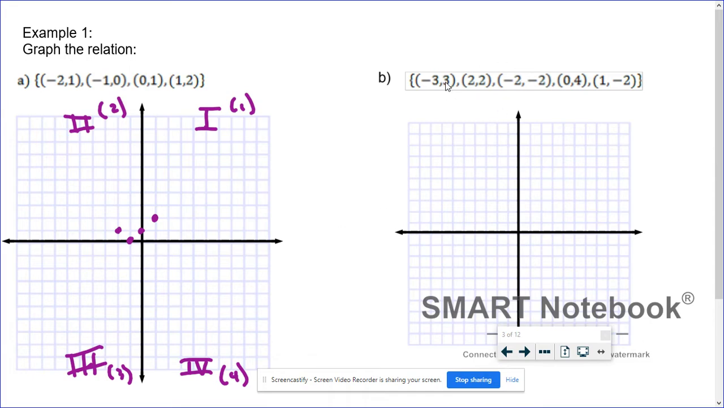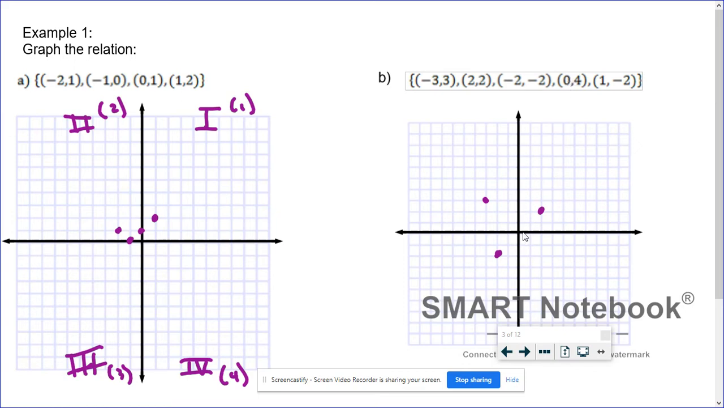Let's plot these points over here for the second part of example 1. Negative 3, 3 would be left 3 and then up 3. So if we were talking about quadrants, that's in the second quadrant. 2, 2 would be right 2, up 2. That would be in the first quadrant. Negative 2 would be left 2 and down 2. So now that point is in the third quadrant.